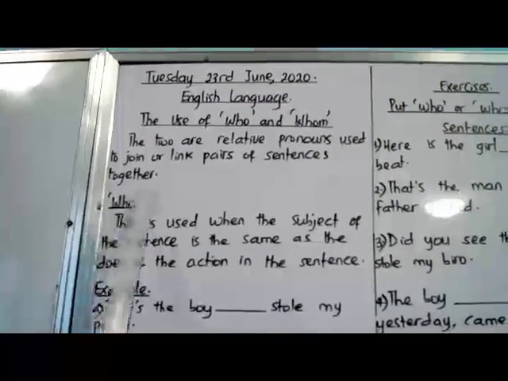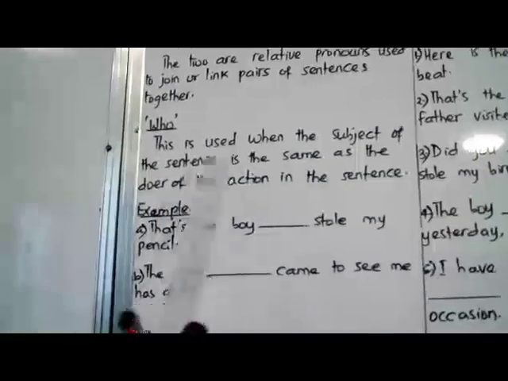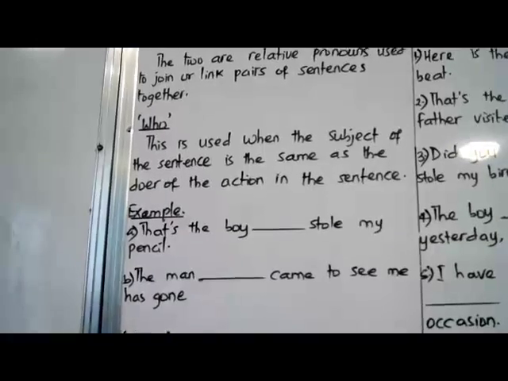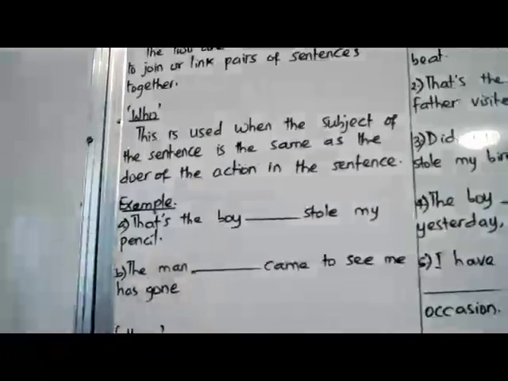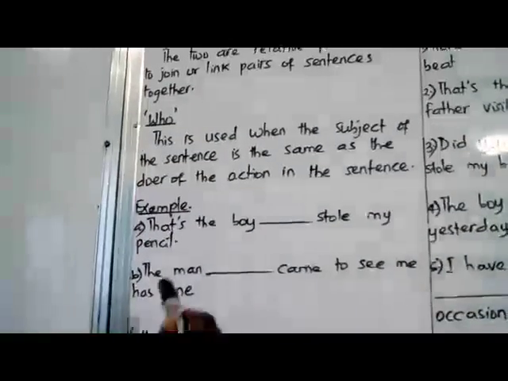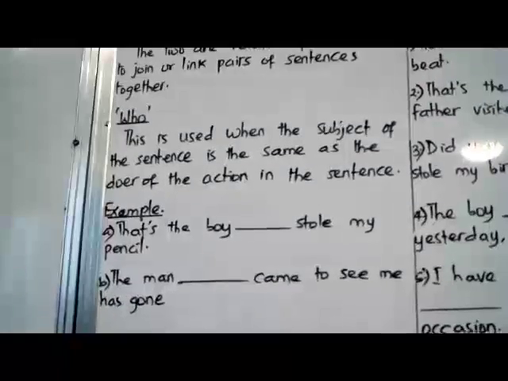So when do we use who in a sentence? Now, we use who in a sentence when the subject of the sentence is the same as the doer of the action in that sentence. So when you take a sentence, you analyze the subject of the sentence. After identifying the subject of the sentence, then you ask yourself, who is carrying out the action in the sentence? Then that will help to tell you whether you are to use who or whom.